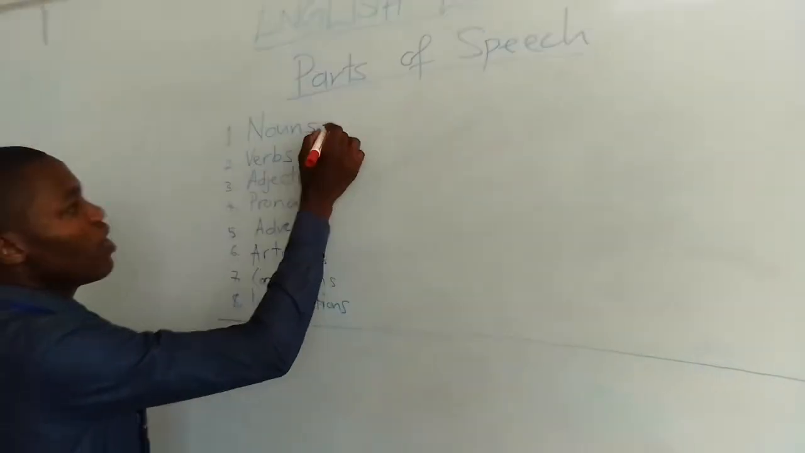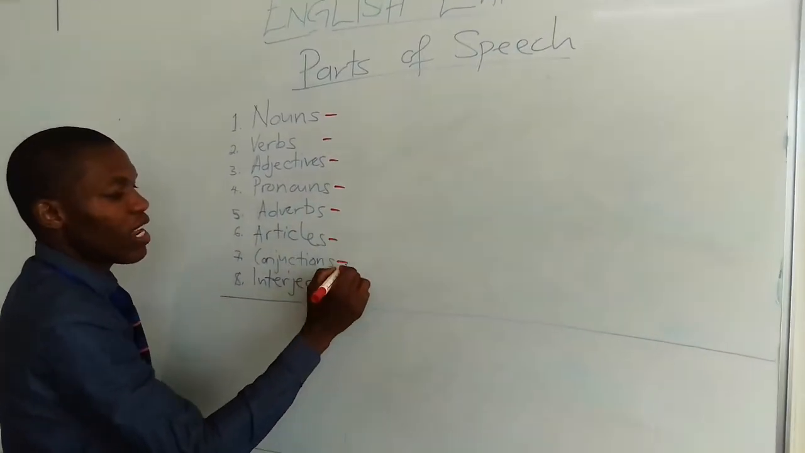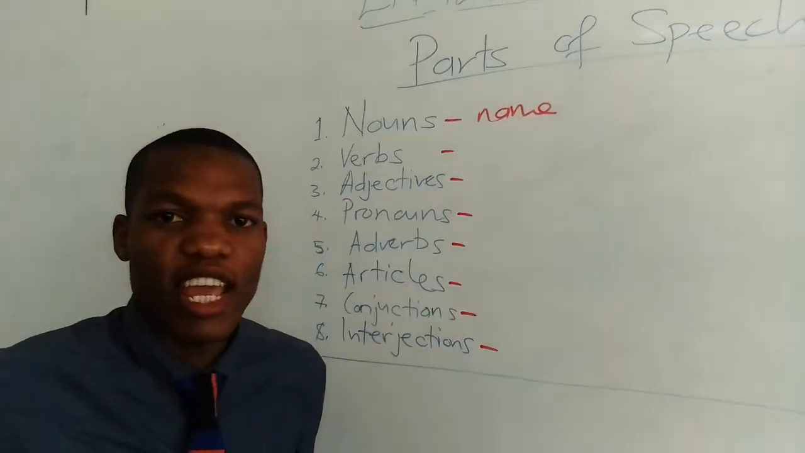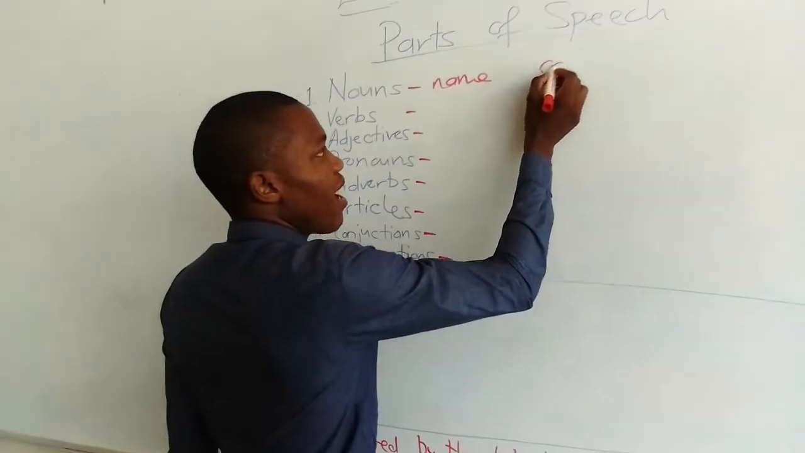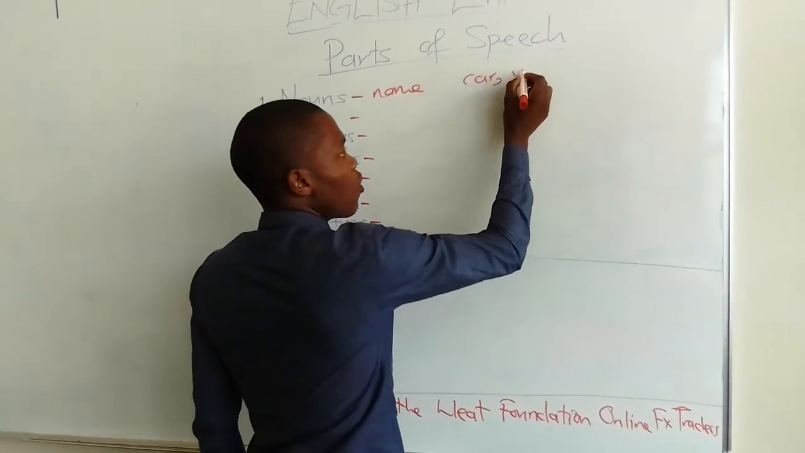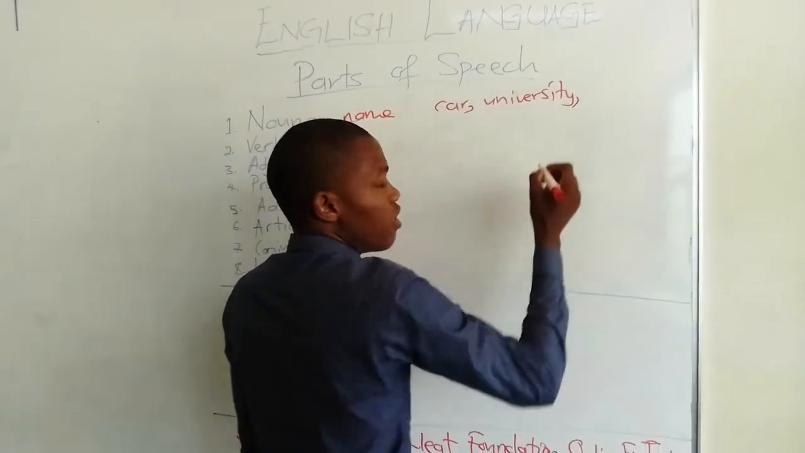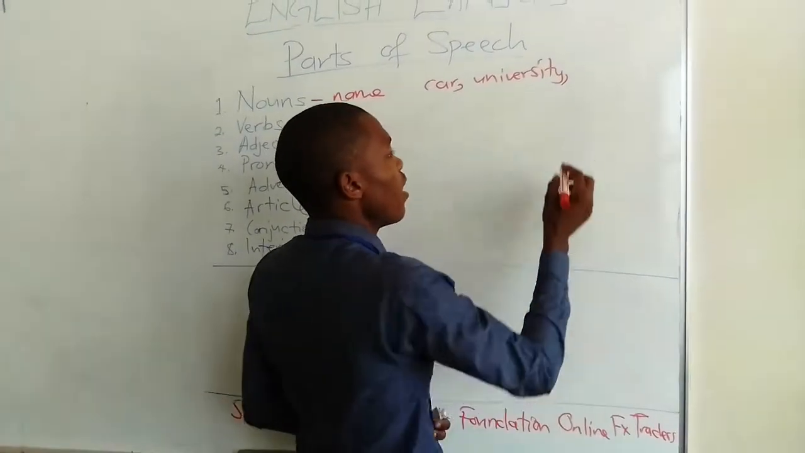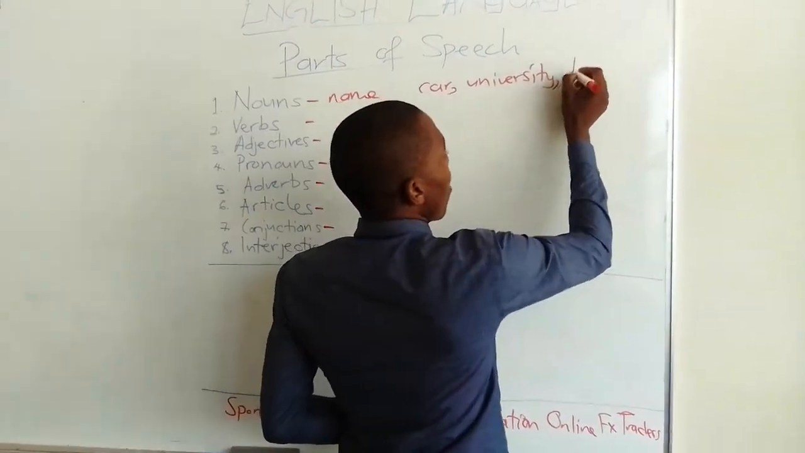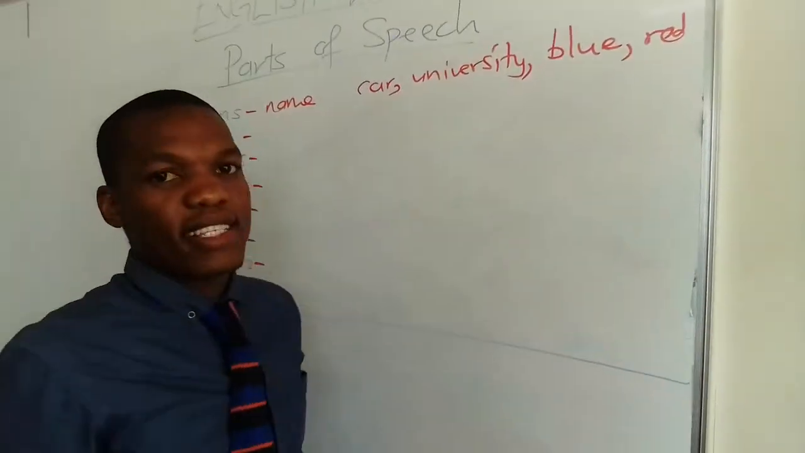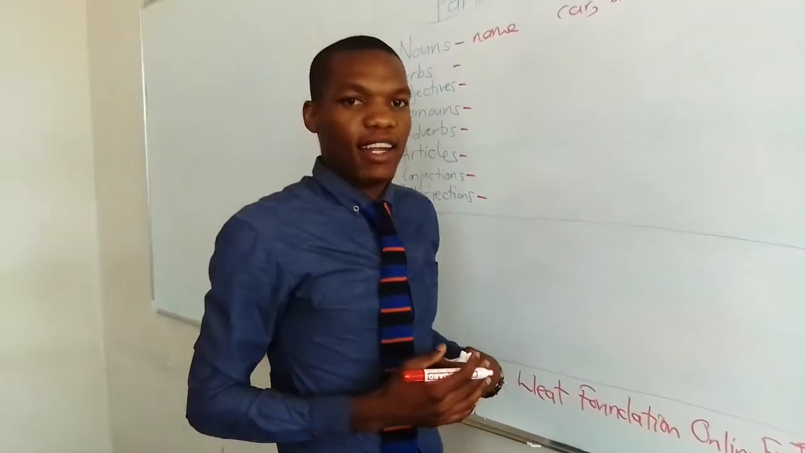Alright, so on nouns, what do you have? What is a noun? A noun is a name. For example, the word car, that's a name for something. A university, that's the name for something, alright? The name blue for a color, or red. Okay, it's a name for something, a name for a color, alright?